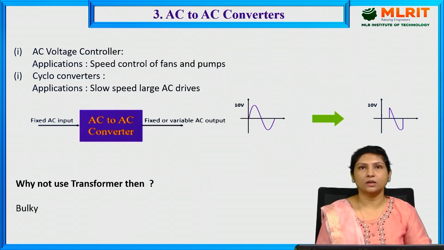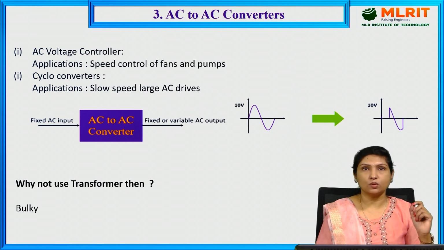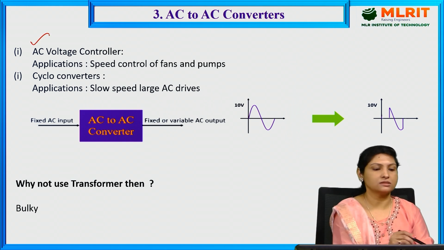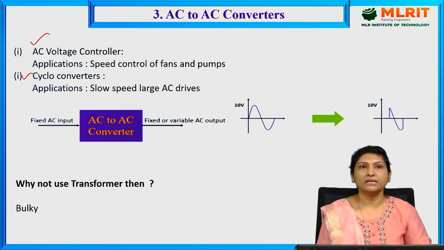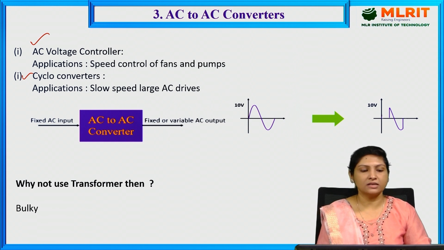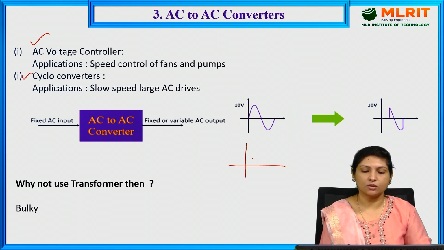AC to AC converters. Here AC to AC converters are also called AC to AC choppers, and these are of two types. One is AC voltage controllers and the other is cycloconverters. AC voltage controllers, we can also call them AC voltage regulators. They convert fixed AC to variable AC. Say I have a 10 volt source and I need to feed only 5 volts to the load. In that case, I'll make use of an AC voltage regulator. Thereby, the switch turn on time of this particular AC voltage controller can be controlled.